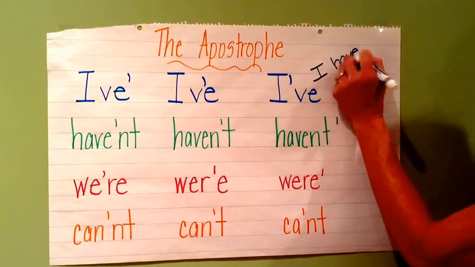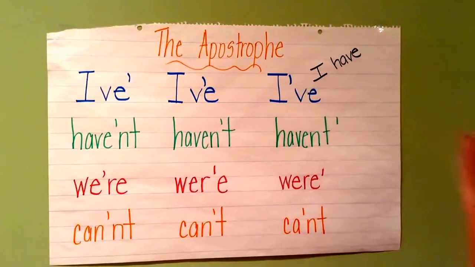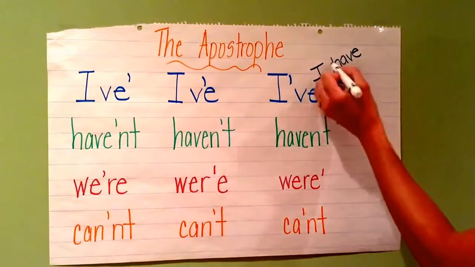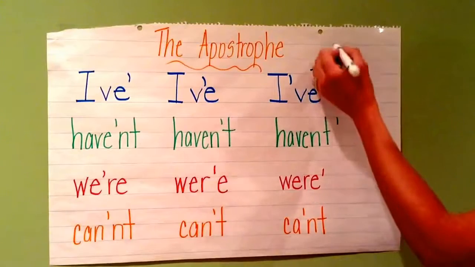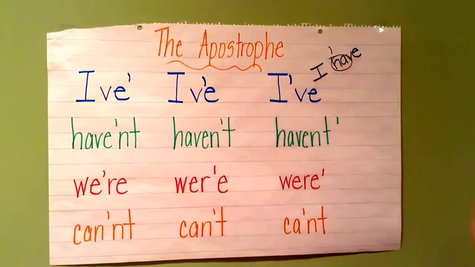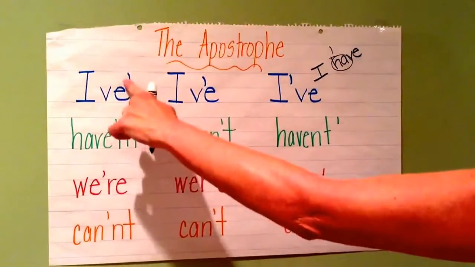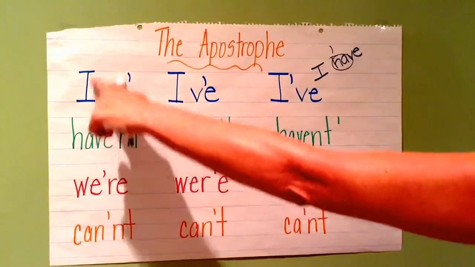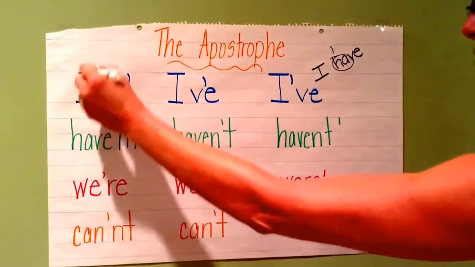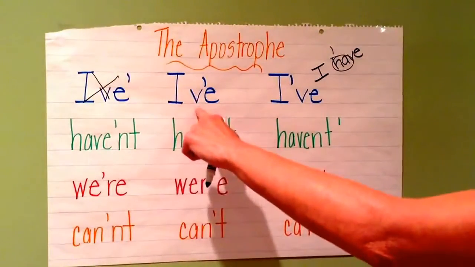So let's think about that. I have. So what letters disappeared? The HA, right? So that apostrophe is going to be just where that HA used to be. So let's think here. Is that apostrophe where that HA used to be? No, it should be right here, right? So that's not right. Let's look here.